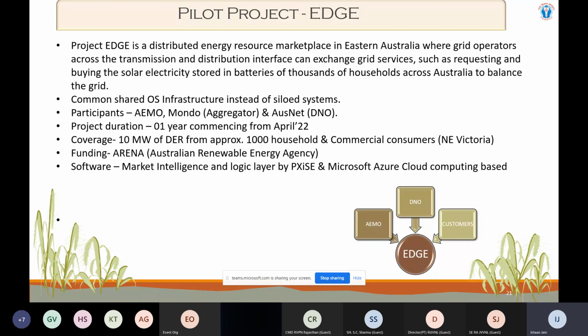You can see 10 megawatts of DER is available in this particular pilot project, and approximately 1,000 household and commercial consumers are connected to it. The funding has been done, and the software is MarkLogic layer, PXiSE, and Microsoft Azure cloud computing system. So the parties are consumers, DNO meaning distribution network operator, and AEMO is the market operator.